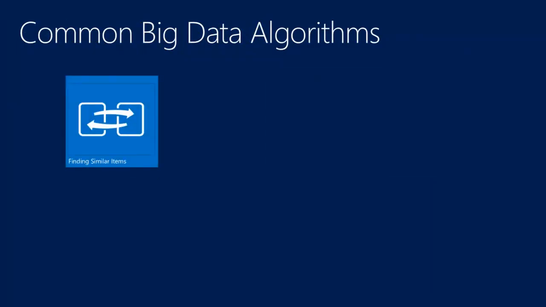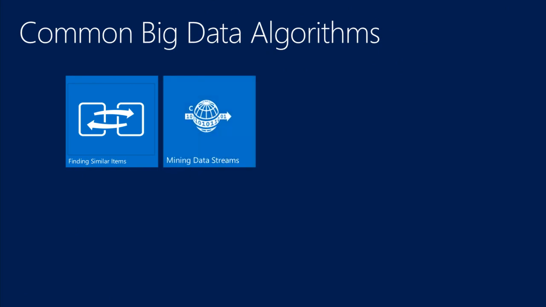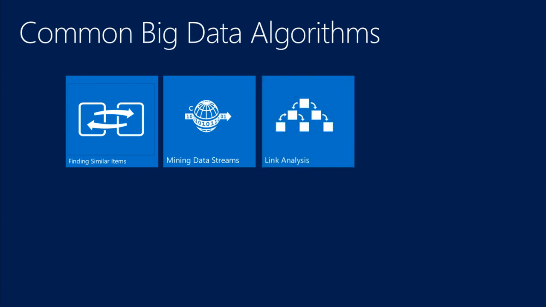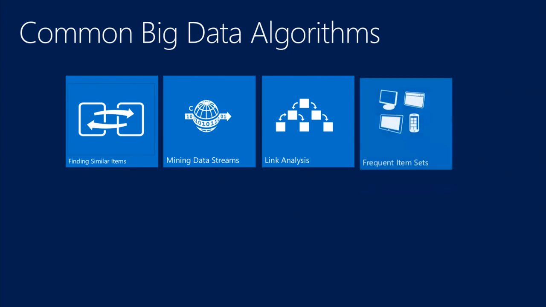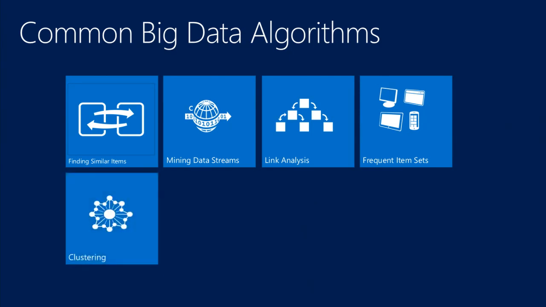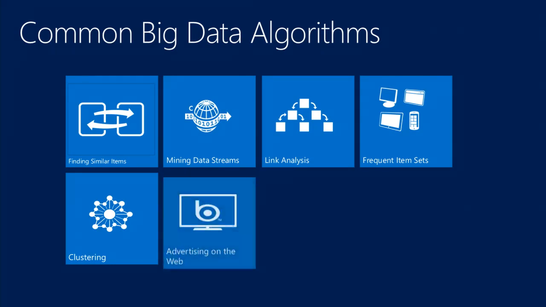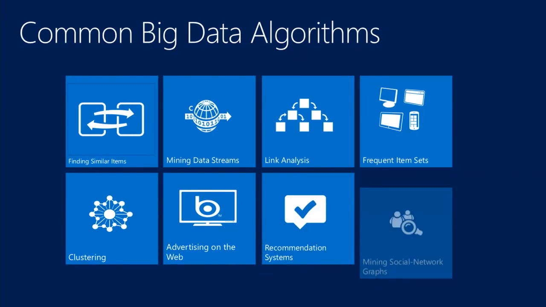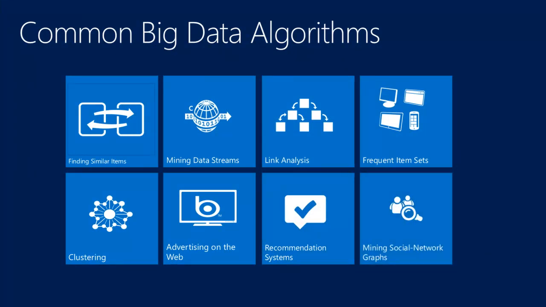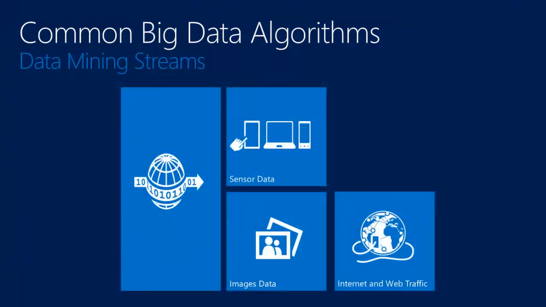So some data mining algorithms: looking for similar items, looking across streams of data and making sense, like network intrusion is an example of this, making sense of streams of data as it passes through, link analysis, frequent item sets, so the market basket analysis and what Amazon can achieve. Those that looked at this looked at that. I have a demo on this quickly shortly. Clustering, so looking for like groups within data. Advertising on the web, recommendation systems, and social network graphs. So all of these capabilities are on the rise and are being improved over time through big data.